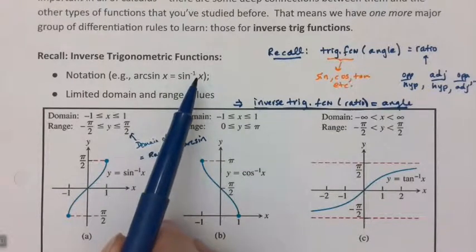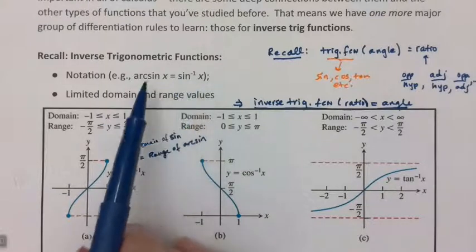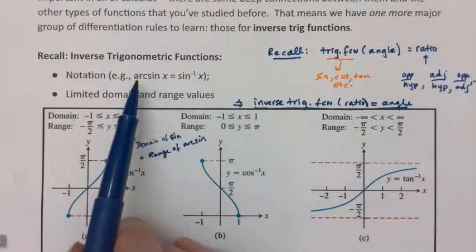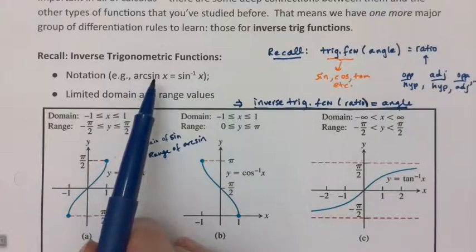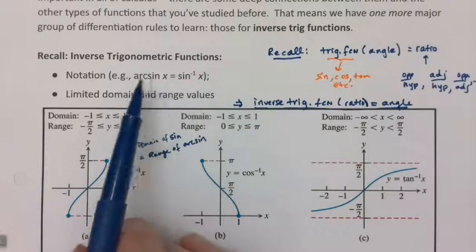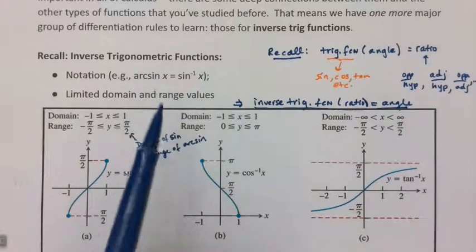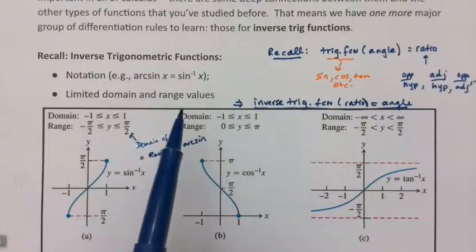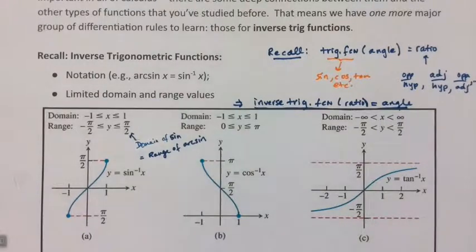Me personally, it's not my favorite notation. I'll use it if I have to. But I'm more often using the arc notation, ARC. So putting that in front means inverse. They are one and the same. So either notation is fine. It's just a personal preference. All right, so we have to limit our domain and ranges in order to make this work.